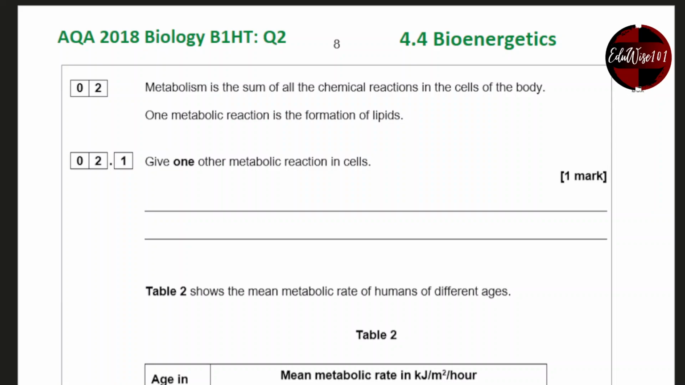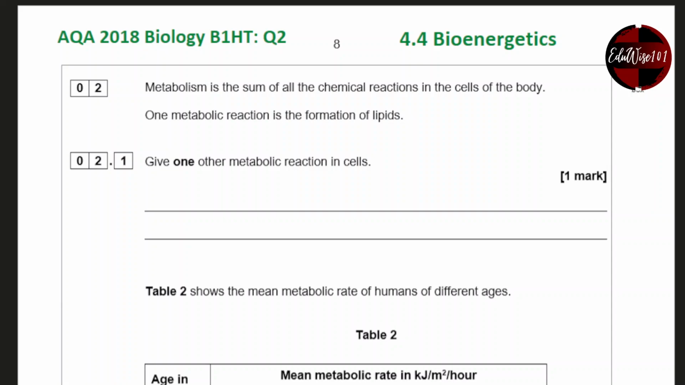In this video, I'm going to go through the AQA GCSE Biology Higher Tier Paper 1 from 2018. Question number 2 is on the topic of bioenergetics. Metabolism is the sum of all the chemical reactions in the cells of the body. One metabolic reaction is the formation of lipids. Give other metabolic reactions in cells.